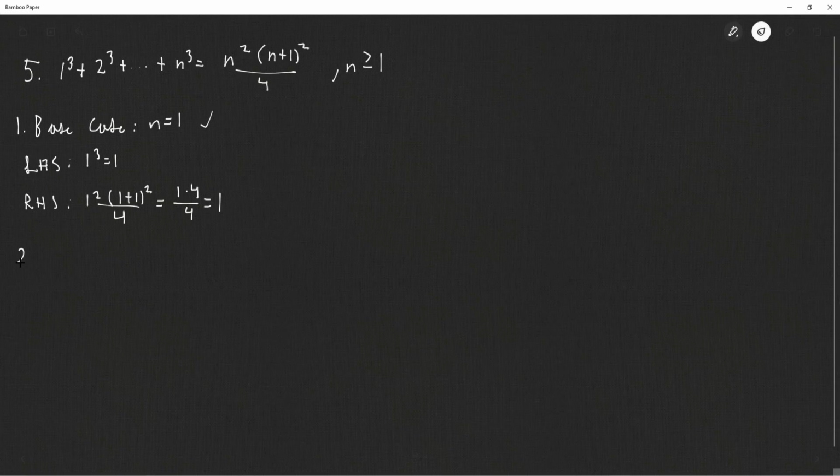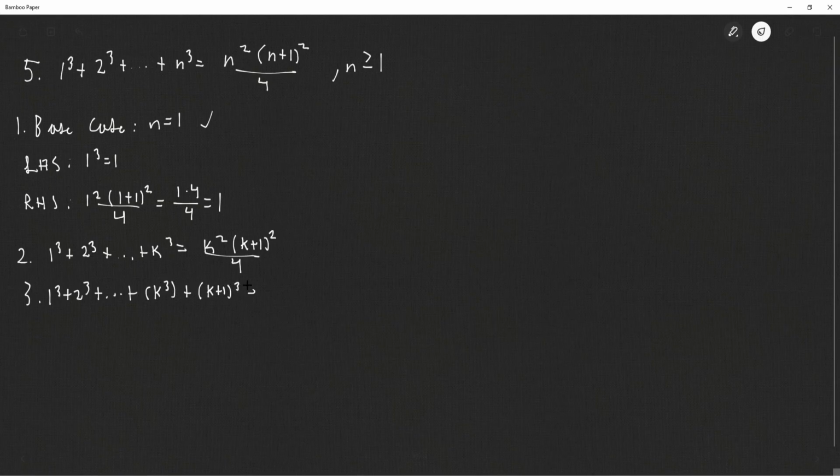Now we're going to assume that for some k being greater than or equal to 1, it holds where 1 cubed plus 2 cubed all the way up to k cubed is equal to k squared times k plus 1 squared all divided by 4. And we want to prove where 1 cubed plus 2 cubed all the way up to k cubed plus, this time, k plus 1 cubed is equal to k plus 1 squared times k plus 2 squared all divided by 4.